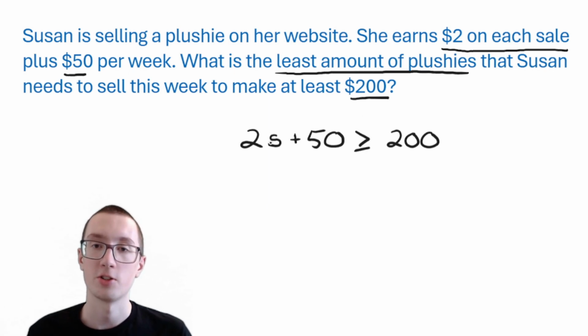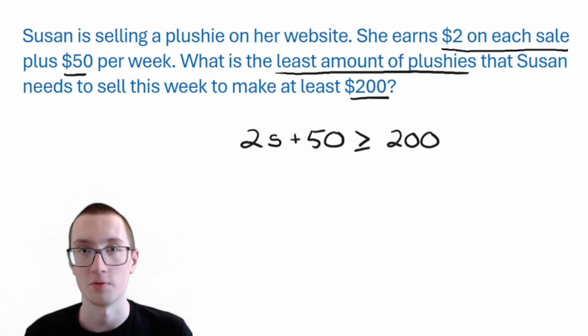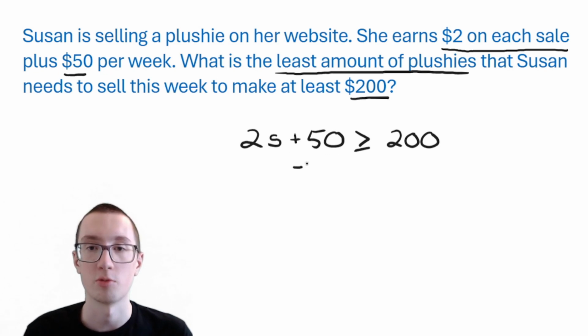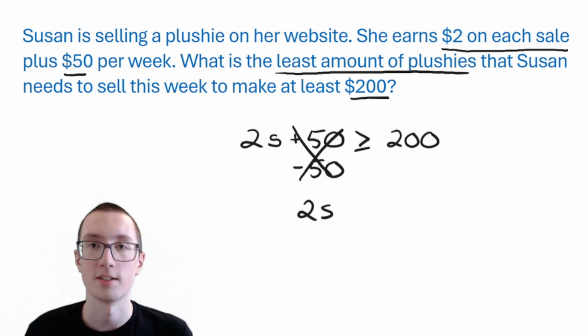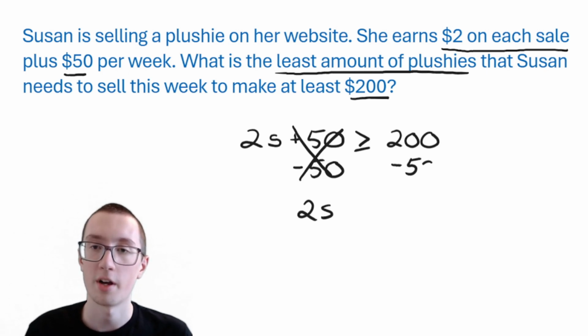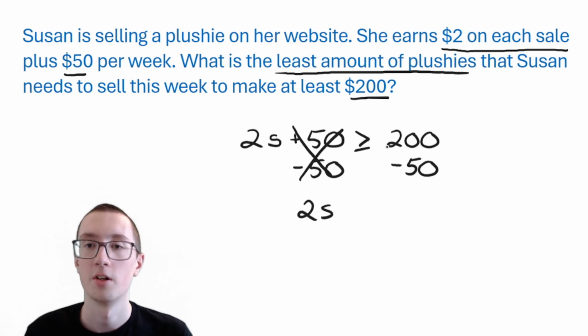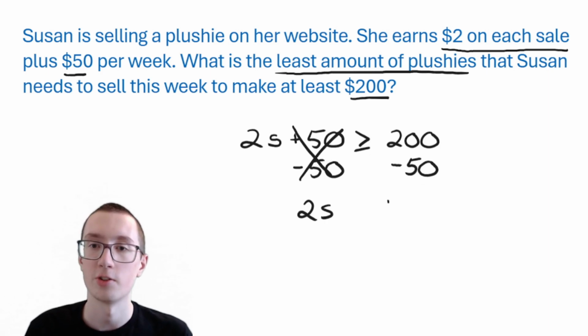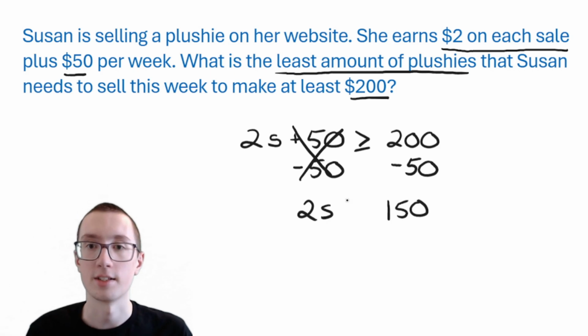So now we have a 2-step inequality right here. We want to get rid of this 50 first, right? Because this 2 is being multiplied by s. We want to get rid of the one that's not attached to the s first. So we're going to go ahead and subtract 50 from both sides. These cancel. And on the left side, we're just left with 2s. On the right side, we have to do the same thing. So we're going to subtract 50 from the right side as well. 200 minus 50 is 150, and the sign stays the same.